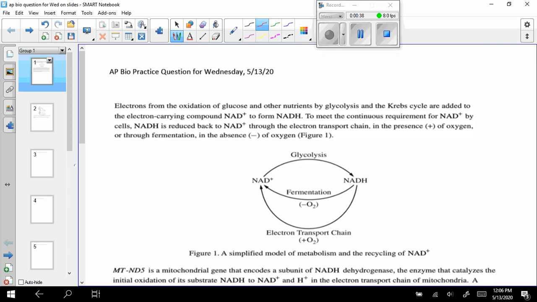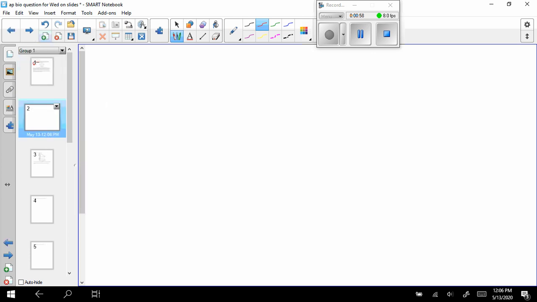Okay, we don't use language like that. You know me, the chemistry person. If you are reducing something back, you're oxidizing it. So it's oxidized through the electron transport chain in the presence of oxygen, that's a plus, or through fermentation in the absence of oxygen. So let me just make another page and let's go back through this again.